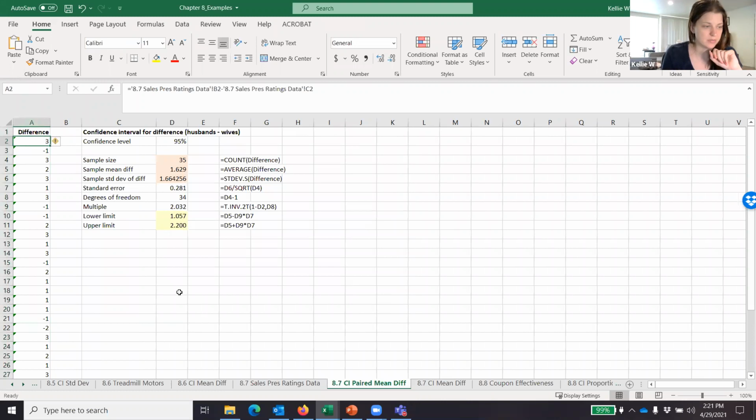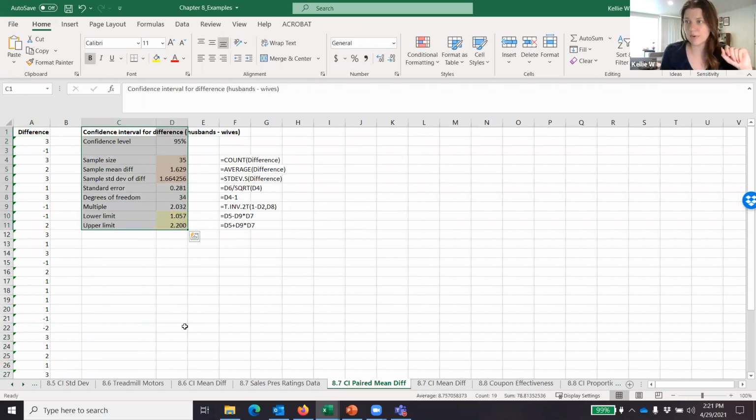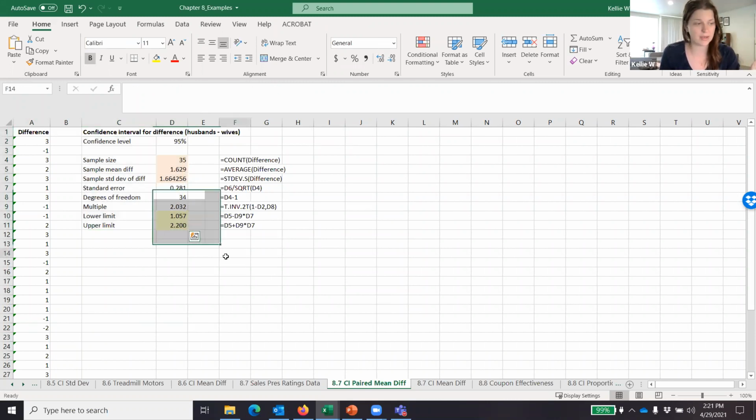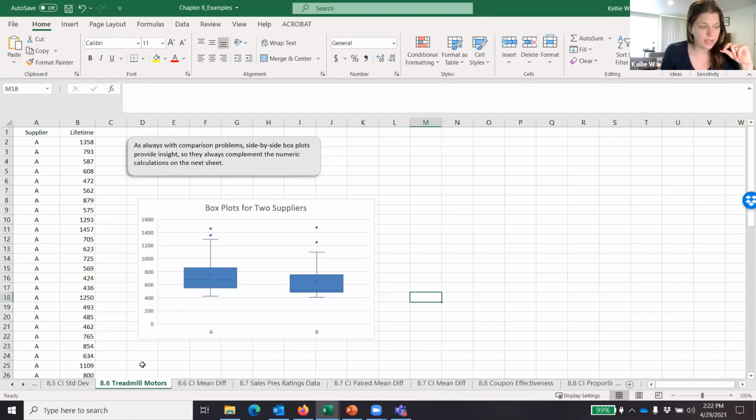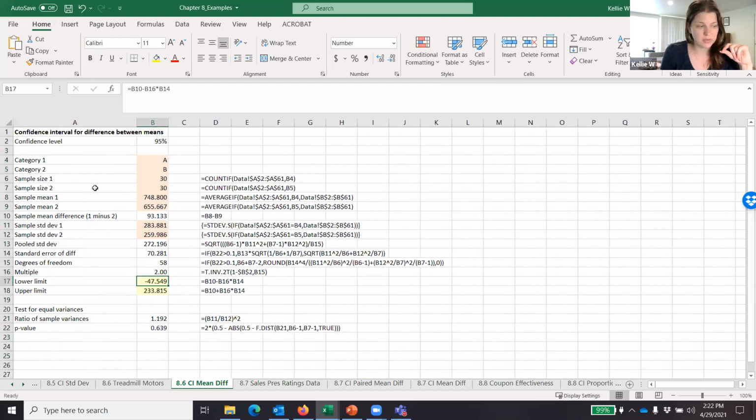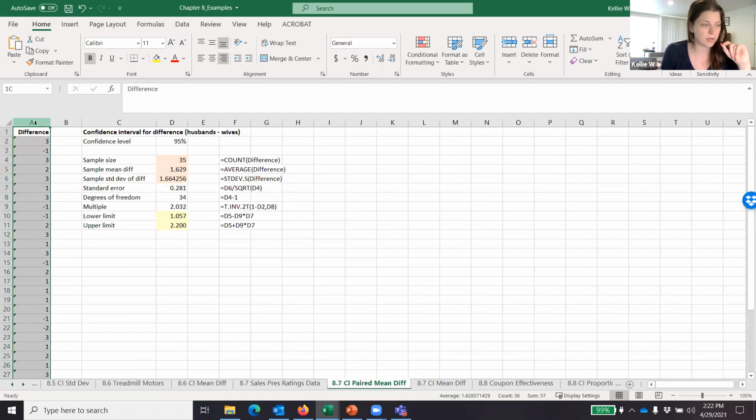We're going to consolidate the two variables of the husband-wife pair into one variable. We get our difference. And then we use the same process that we would for doing the confidence interval for a mean, but we use this difference data instead of the husband and wife data. Whereas with the motors, we had to do all of this work because we had two separate samples, we're treating these as paired samples. So we're going to simplify it back down to a confidence interval for the difference between the husbands and the wives.